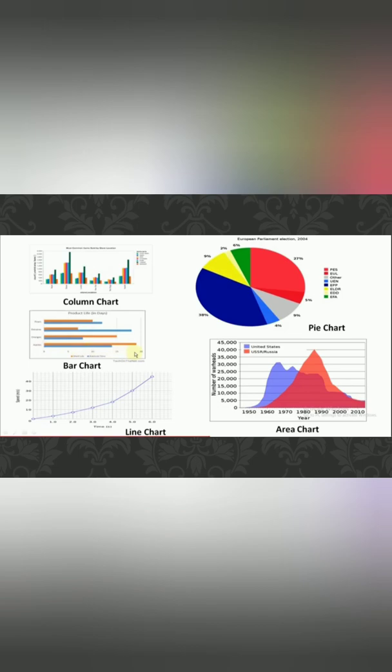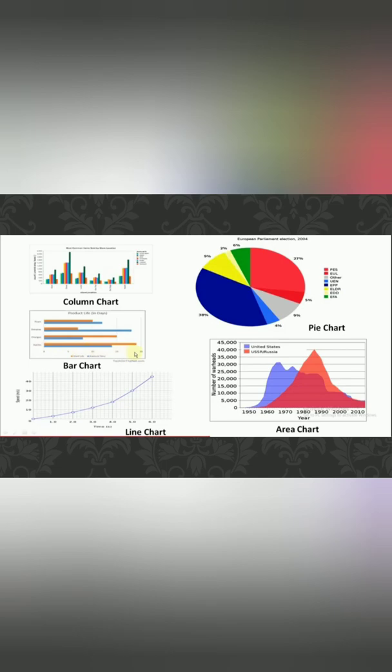Now I will tell you about different types of charts. There are different types of chart around us. On the screen you can see the pictures of charts. First is the column chart, second is the bar chart, then line chart, pie chart, area chart, and so many charts are there in Microsoft Excel. Let us learn about each of them one by one.